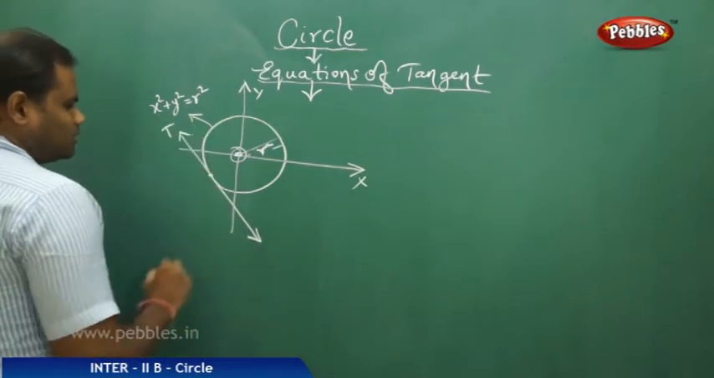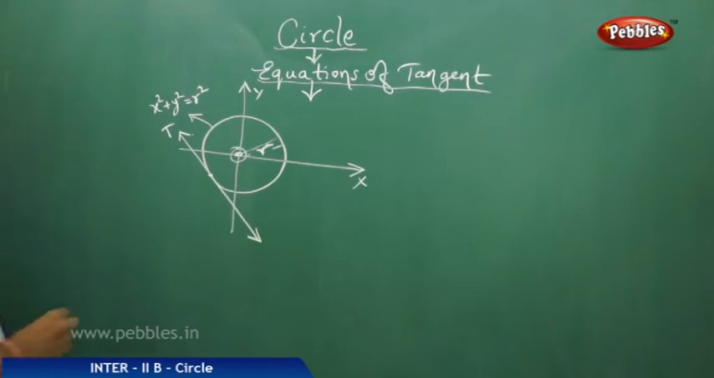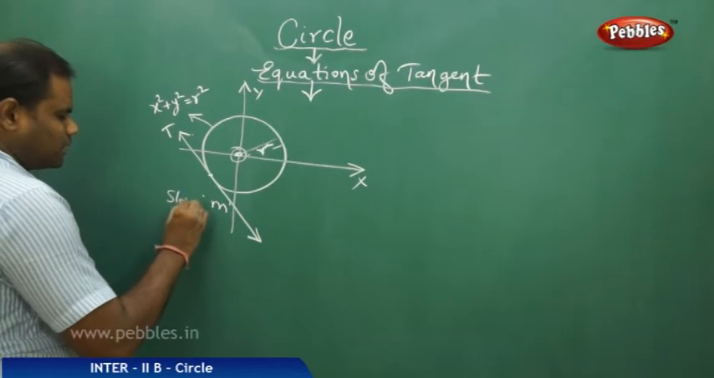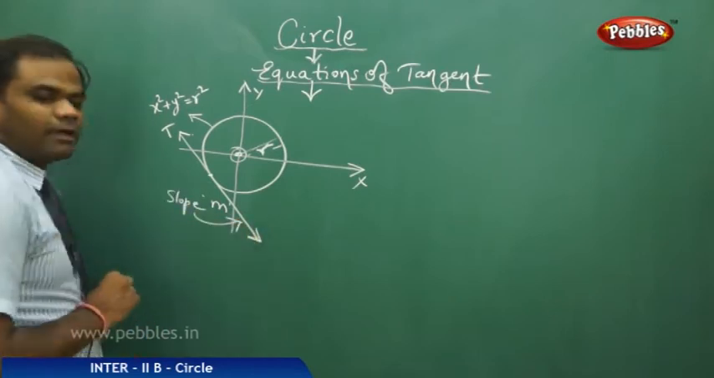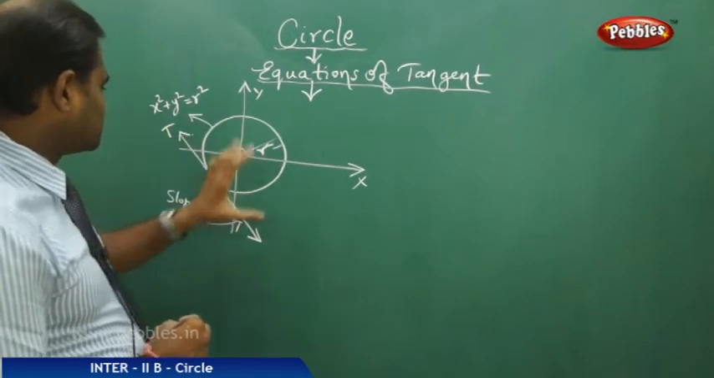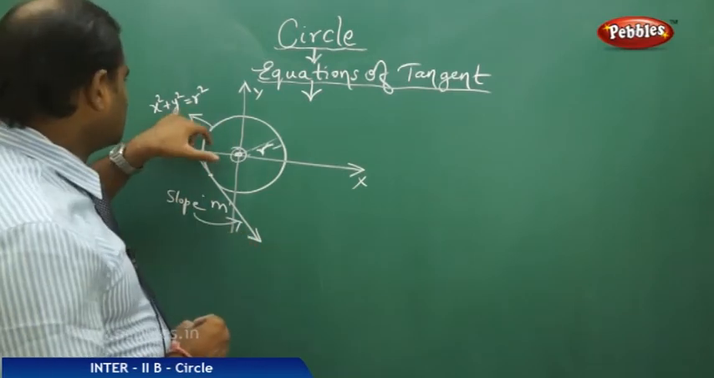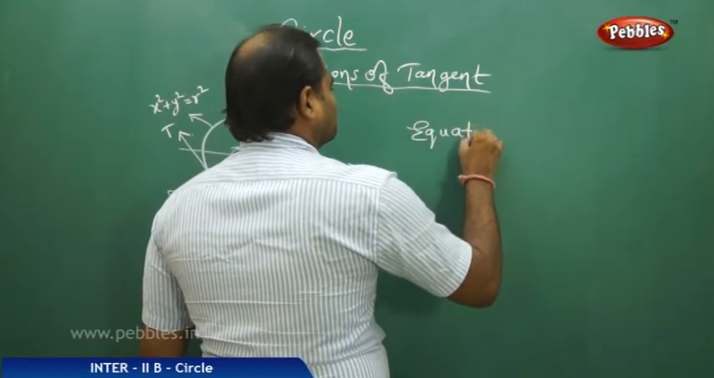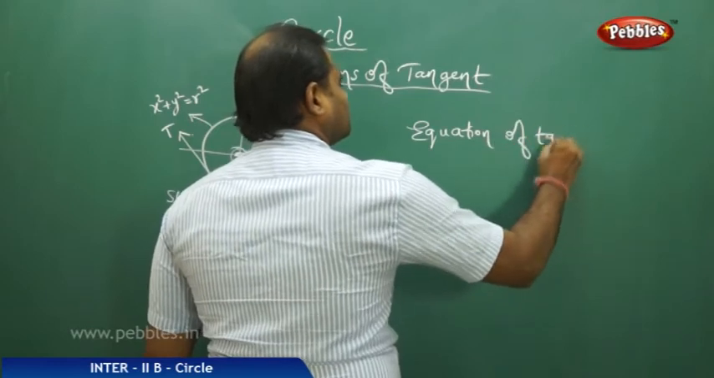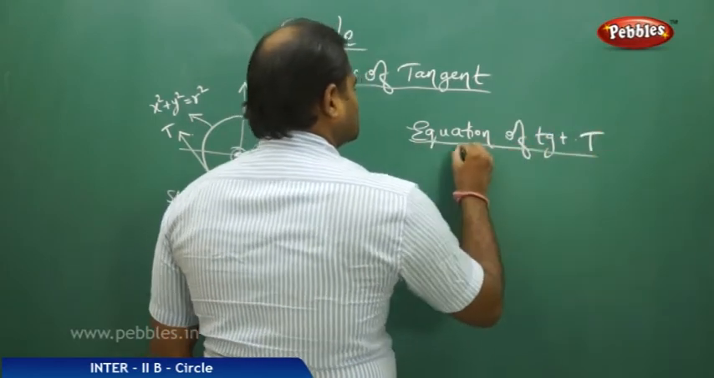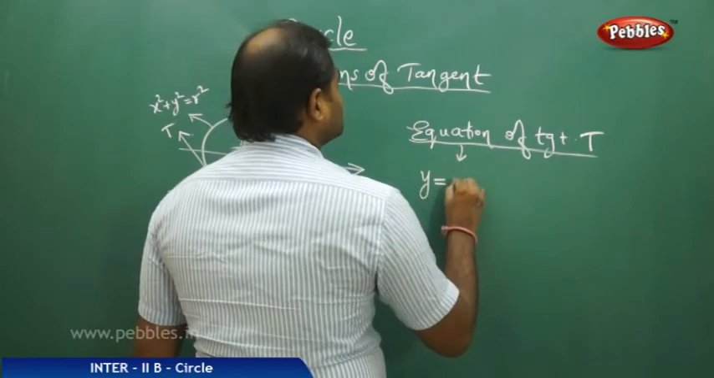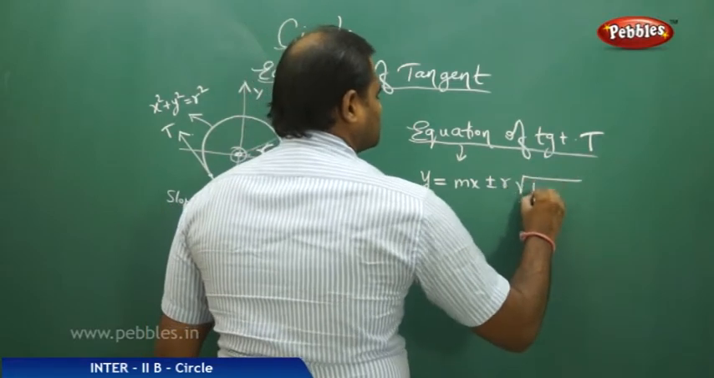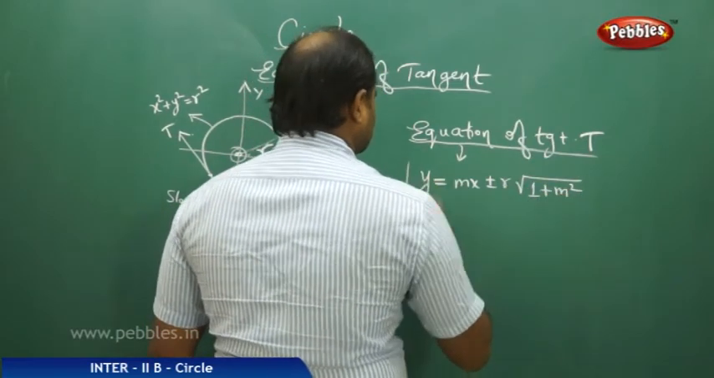Now let me say this is the tangent for the circle which has slope m. So the tangent has the slope m. Now for a line which is a tangent to the circle with slope m, for the circle x squared plus y squared equal to r squared, the equation of tangent is given by the formula y equals mx plus or minus r times root of 1 plus m squared.